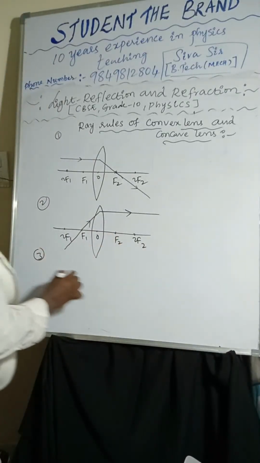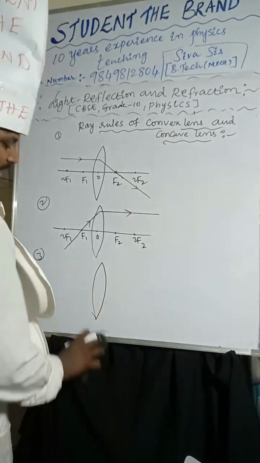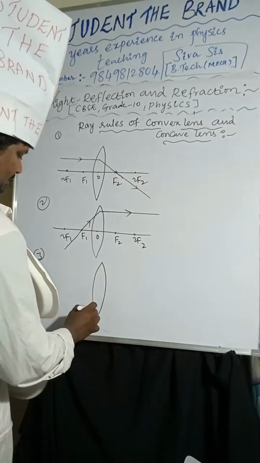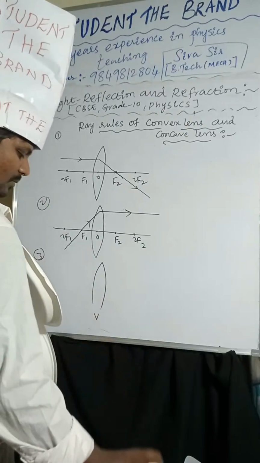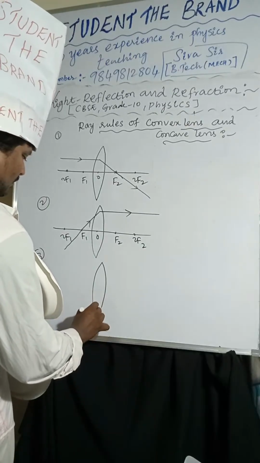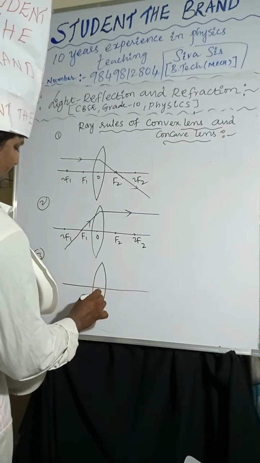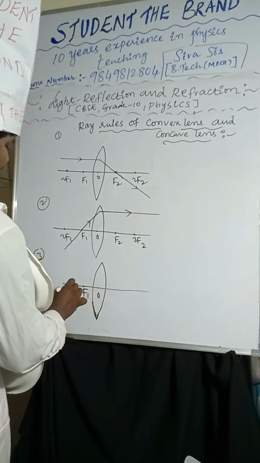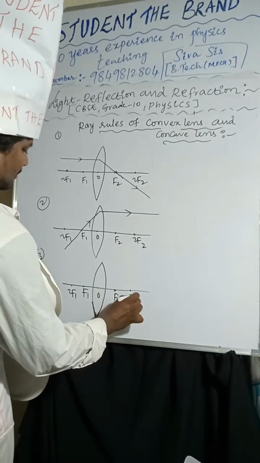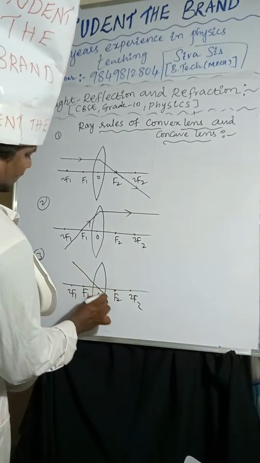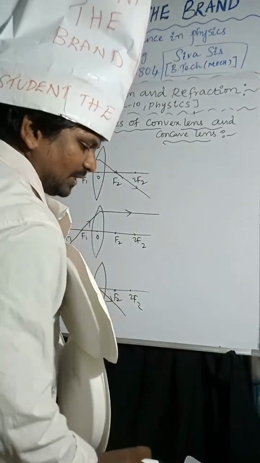Third one, light ray is passing through the optic center. So optic center, F1, 2F1, F2, 2F2. Light ray is passing through optic center, so no deviation takes place.